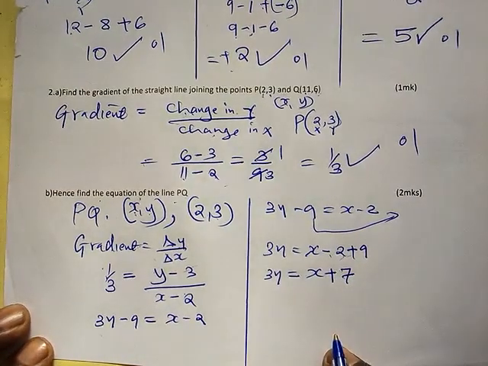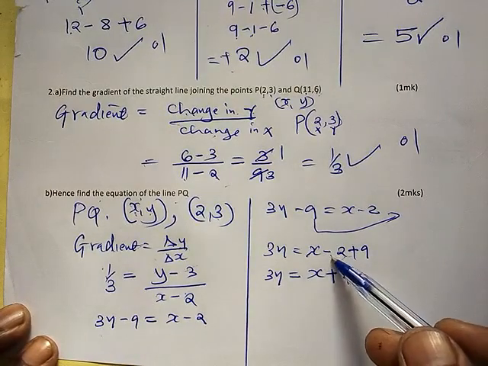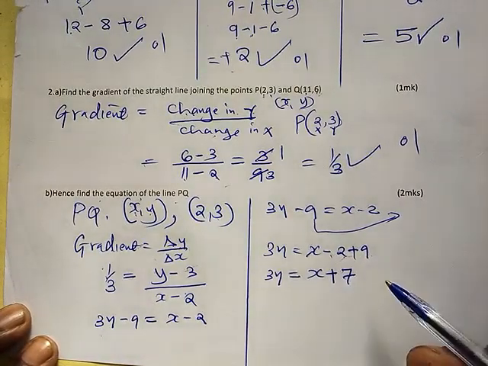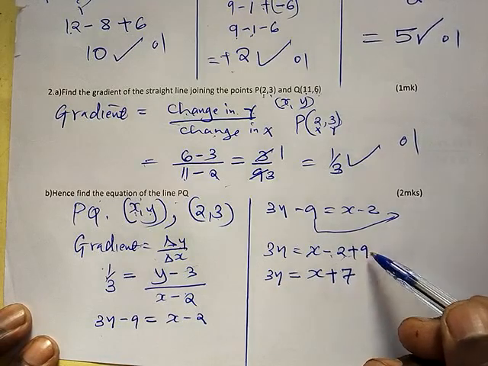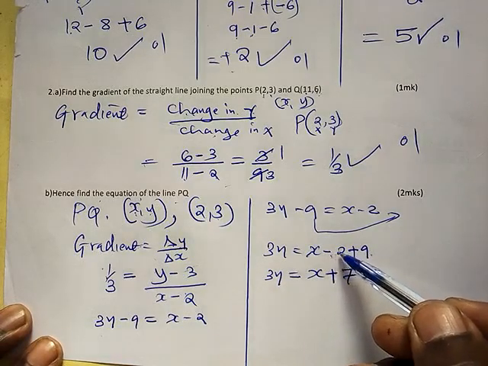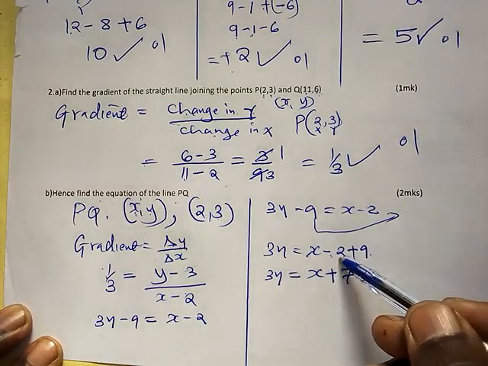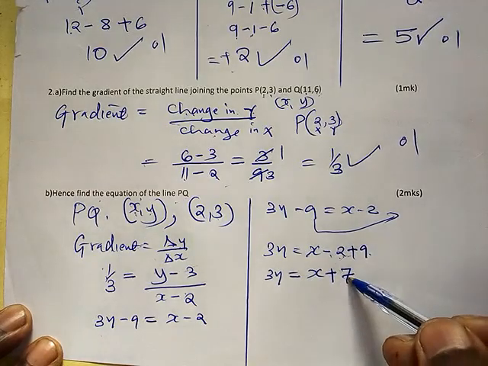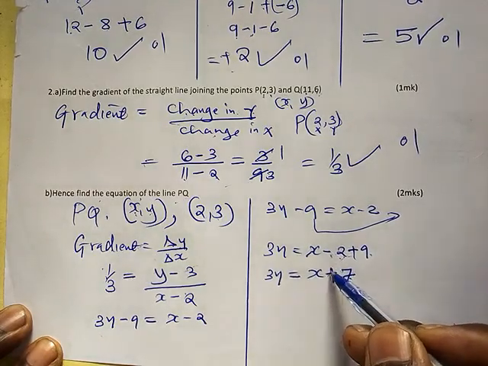Some people also have a problem in subtracting, for example -2 plus 9. You owe a debt of 2 bob, you have 9, you pay the debt, you finish, and you remain with 7. So it must be positive. What you remain with is positive.